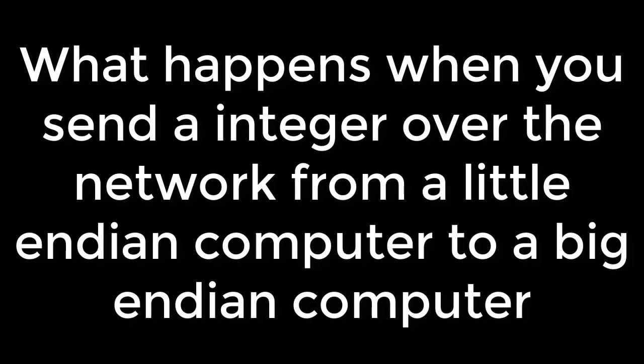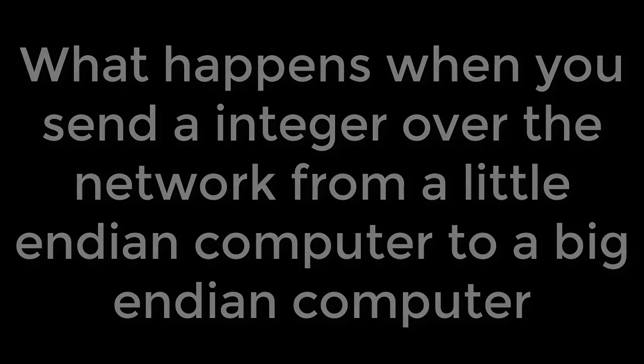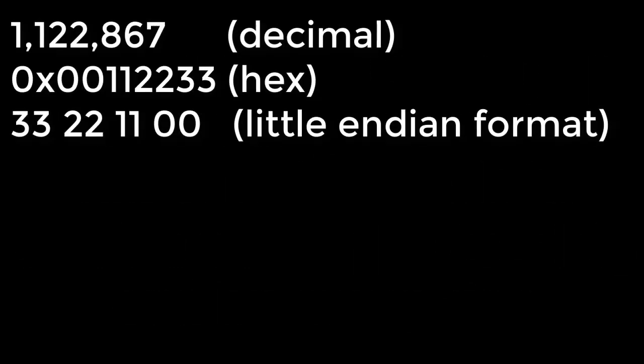So what happens when you send a number from one system that is of one endianness to another system that's of another endianness? So let's take the number 1,122,867. In hex, as we read it on a piece of paper, that's stored as 00112233. And in little endian format, it's stored in the computer memory as 33221100.